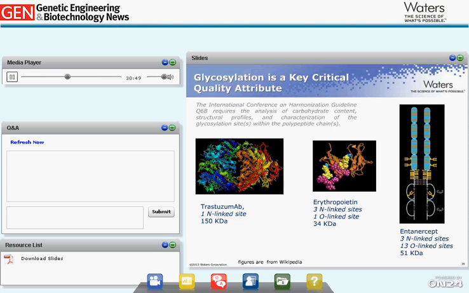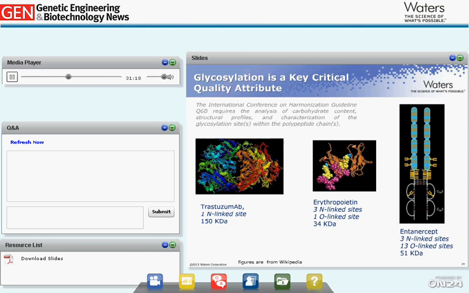The International Conference on Harmonization Guideline Q6B requires the analysis of carbohydrate content, structure profile, and the characterization of the glycosylation sites within the polypeptide chain. In this presentation, I will present the current and the new analytical solution from Waters Corporation for glycan analysis at intact protein, released glycan, and the glycopeptide level that addresses the ICH guideline.